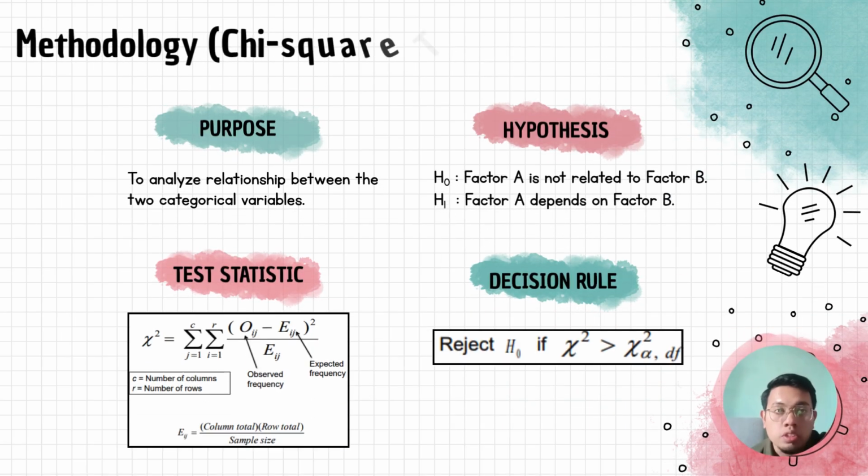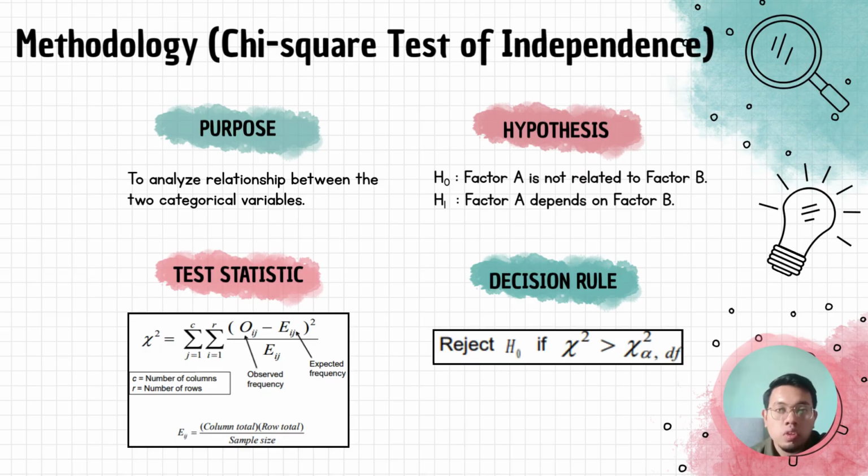Our third methodology is the chi-square test of independence. The purpose of this test is to analyze the relationship between two categorical variables. The null hypothesis for this test is that factor A is not related to, or has no association with, factor B, while the alternative hypothesis is that factor A depends on, or has an association with, factor B.